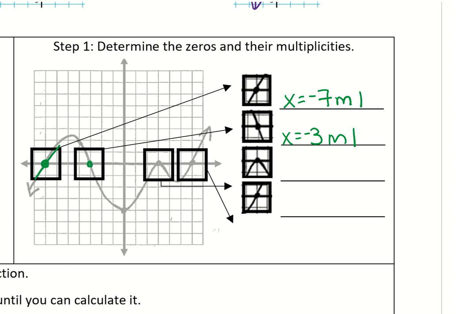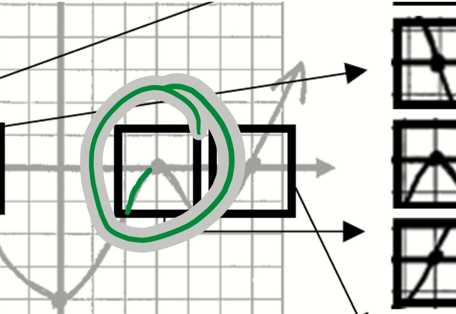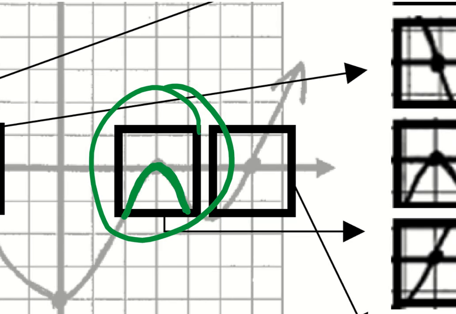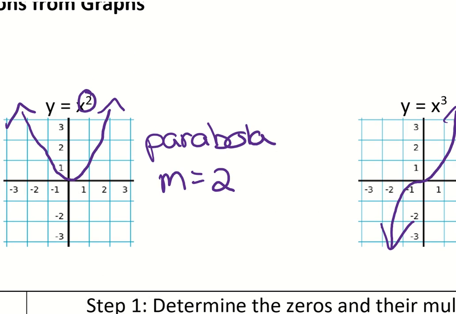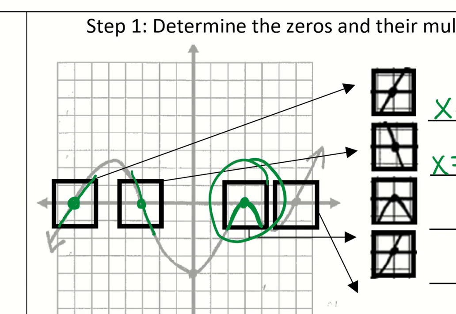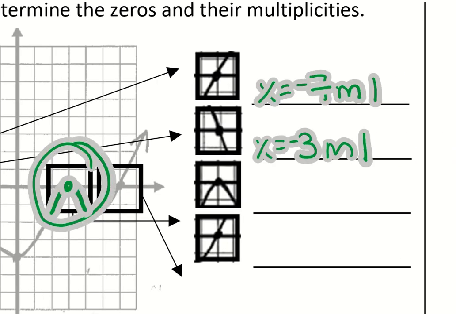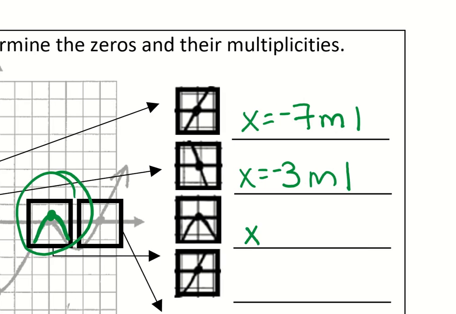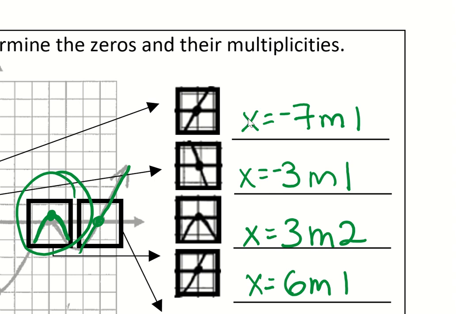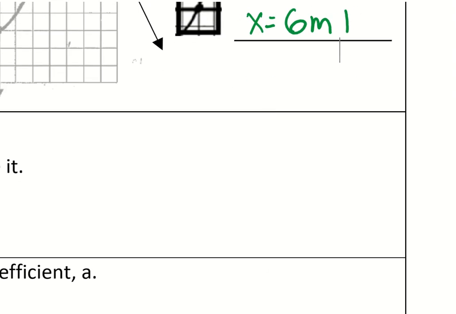Here's where things get a little bit different. If we zoom in and just look inside this box, what do you see? You see a parabola. Even though it's upside down, it's still a parabola. So that changes our multiplicity to 2, because we learned up top that when we see a parabola, the multiplicity is 2. So here we're going to say at x equals 3, we have a multiplicity of 2. And then finally, at x equals 6, we're going to have a multiplicity of 1 again because that's just a line.